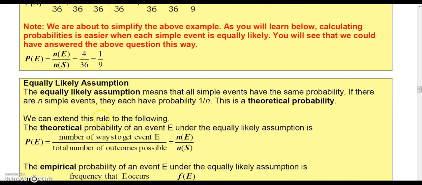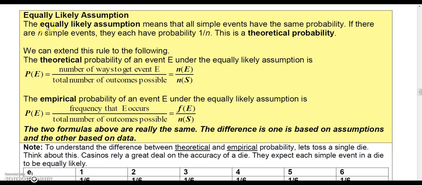So that leads me to this equally likely assumption. The equally likely assumption means that all events will have the same probability. So if there are n simple events, then each simple event will have probability 1 divided by n. Just like if there were 10 names dropped in a hat and you wanted to know the probability of selecting a random person from the hat, since there are 10 names in the hat, the probability would be 1 out of 10 for each person. And now this is a theoretical probability.